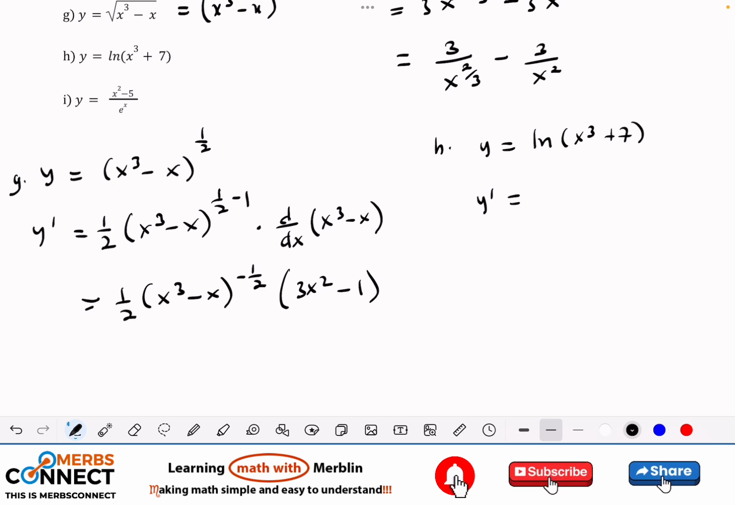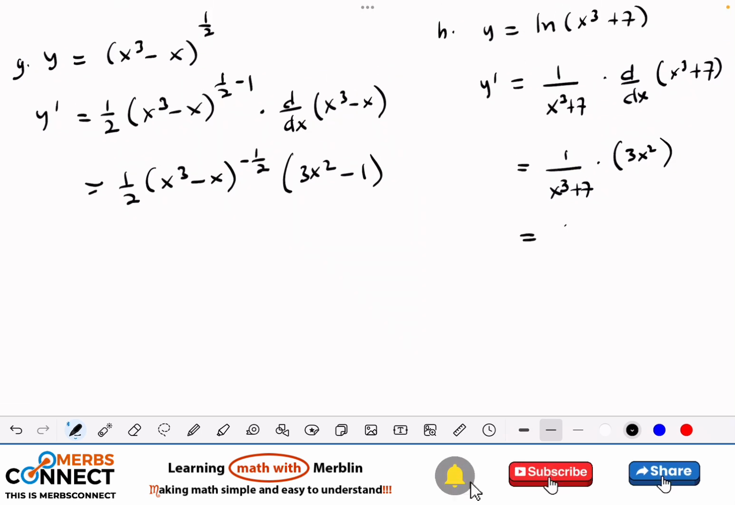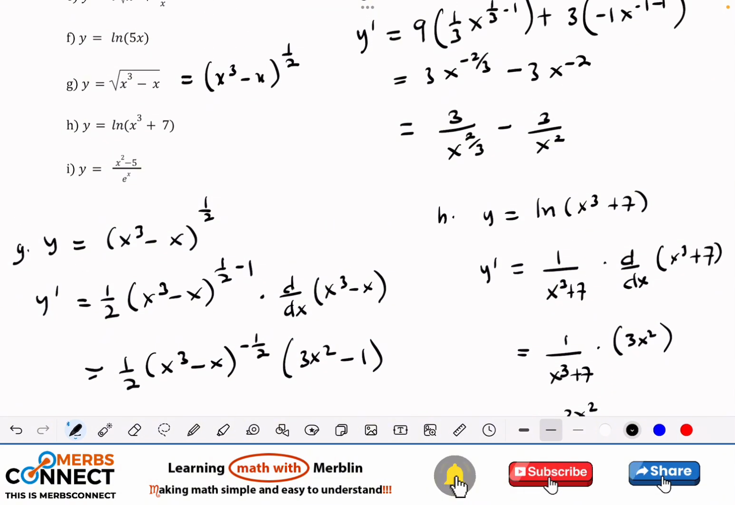y prime is equal to 1 divided by what is inside the parenthesis, x to the power 3 plus 7, times the derivative of what is inside the parenthesis, x to the power 3 plus 7. So what are we going to get? 1 over x to the power 3 plus 7. Then when I differentiate what is inside the bracket, when I differentiate x to the power 3, I'll get 3x squared. When I differentiate 7, I'm going to get 0. So my final result should be 3x squared divided by x cubed plus 7. So this is what I'm going to get for the h.